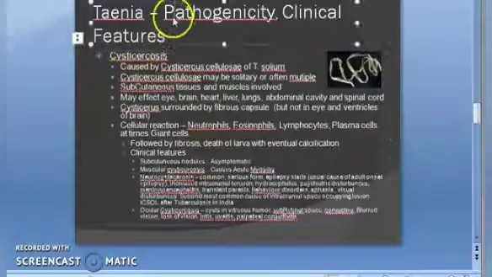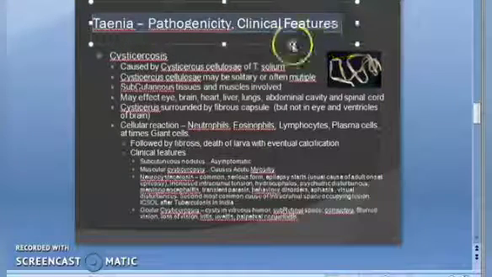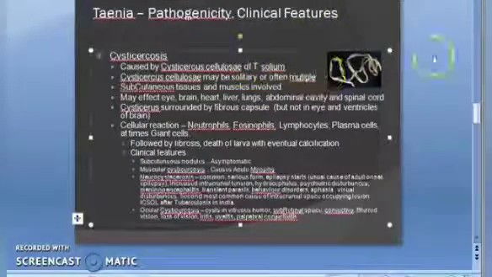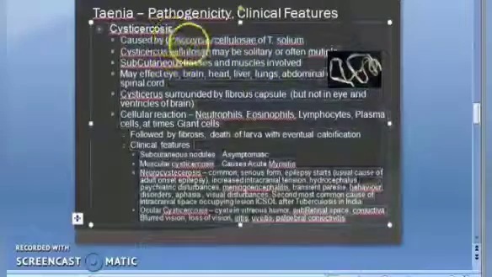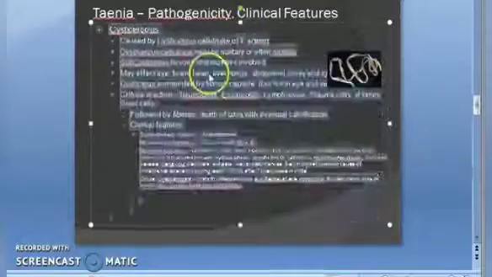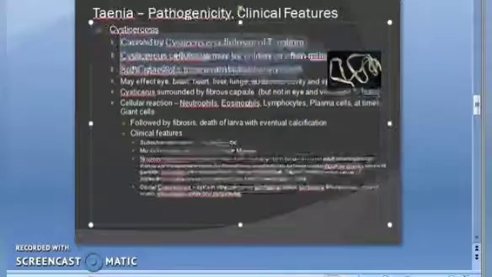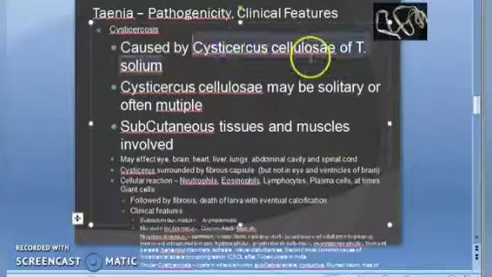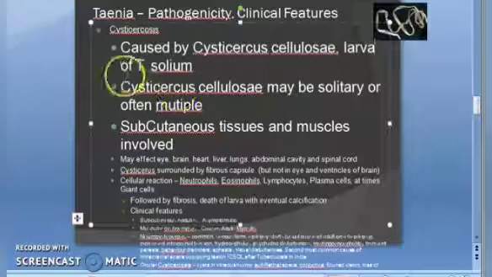Now coming to cysticercosis, let us look at cysticercosis. Cysticercosis is caused by the Cysticercus cellulosae of Taenia solium. That is the larva, correct? Let's look at the first 3 points here. So cysticercosis is caused by the Cysticercus cellulosae, that is the larva of Taenia solium.